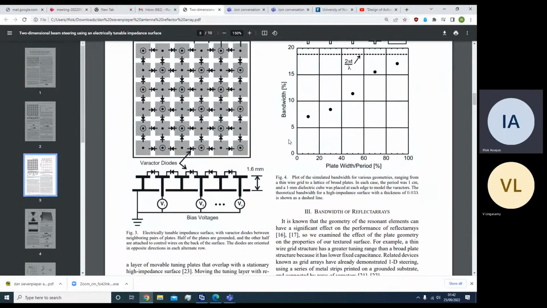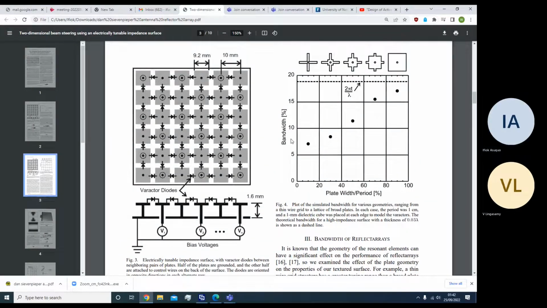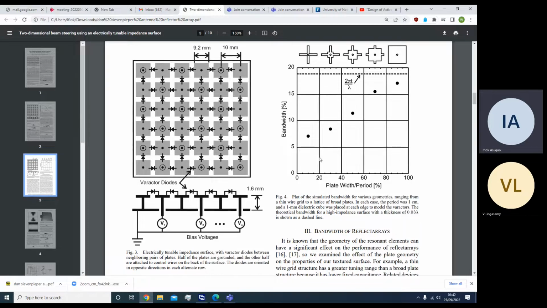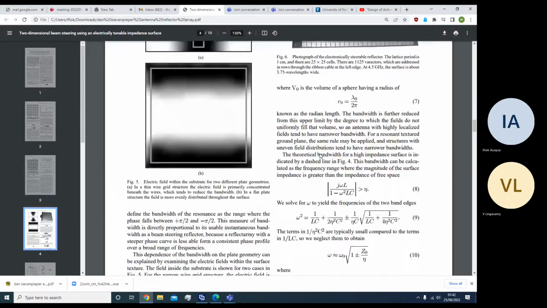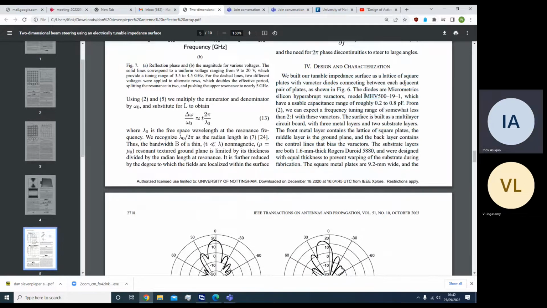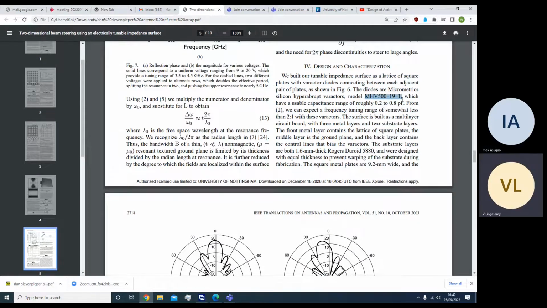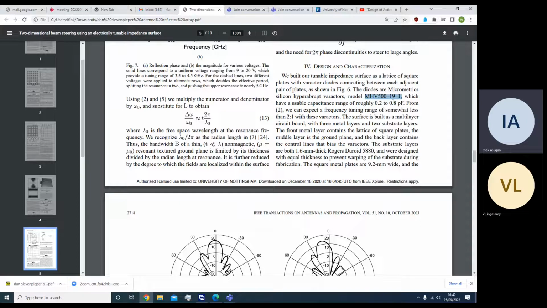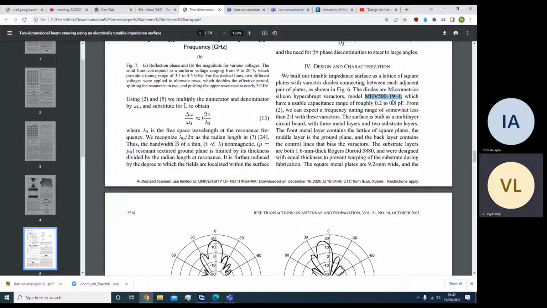Yeah, what I'm saying, I understand you very well. Now, they say they are using this data sheet, as you can see. MHV901, right? So you have a CV curve, right? Capacitor, varactor diode, capacitance-voltage curve. You get me?